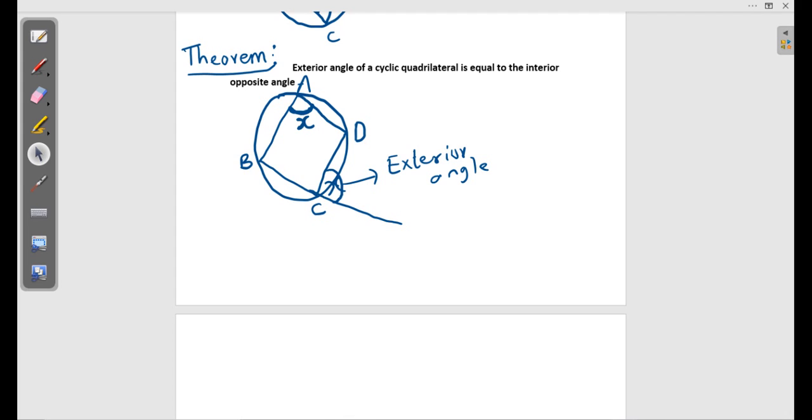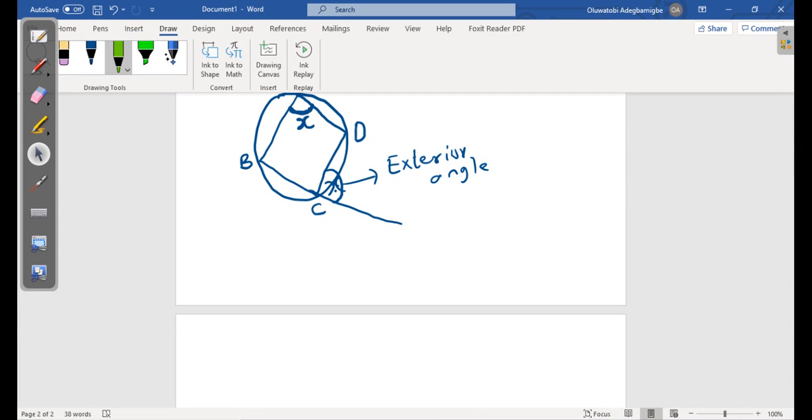So the exterior angle, I repeat, this is the exterior angle here. Now it says the exterior angle of a cyclic quadrilateral is equal to the interior opposite angle. So this is the exterior and this is the interior. What is the opposite to that interior? It is this, and that forms that particular theorem. Let us consider another one. Let us assume that we extend here.